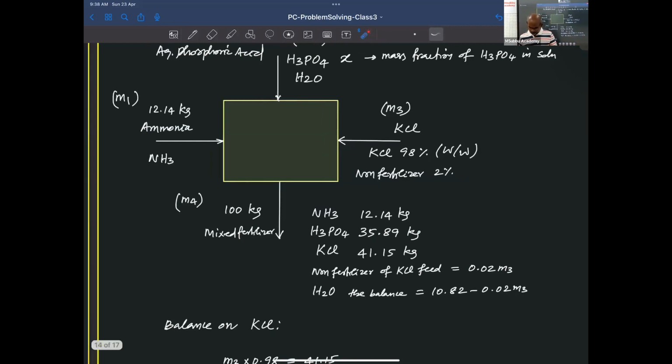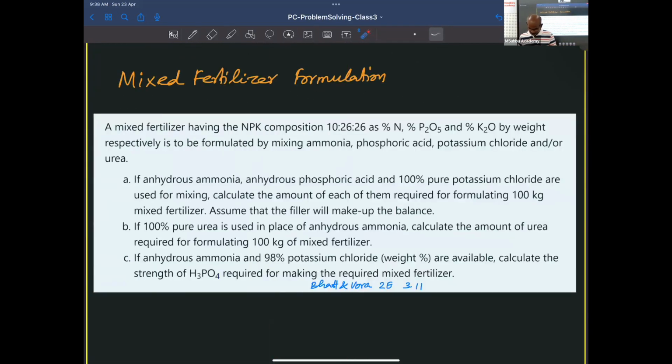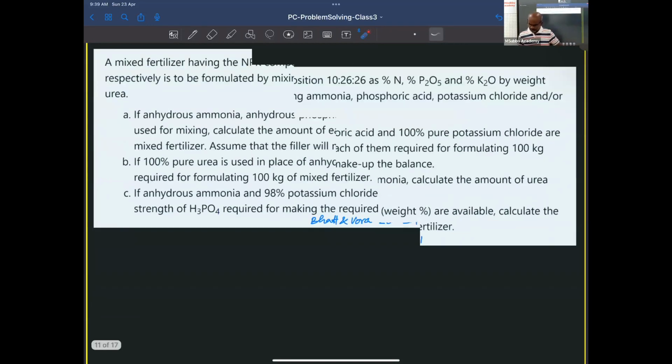In what way? We are simply going to mix this anhydrous ammonia, 98% potassium chloride, and phosphoric acid of some strength to make the required fertilizer. So here we don't have any filler. Earlier there was a statement that filler will make up the balance. Here there is no filler; only the water will make it up. The feed itself is resulting in 100 kg. So this ammonia content, whatever we already calculated, is the same. And here we already had only 100% potassium chloride, but we are now using 98% potassium chloride, which means the 2% inert, whatever enters in the KCl fertilizer, will leave.